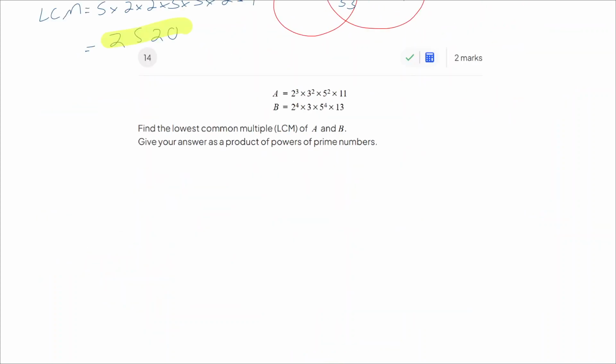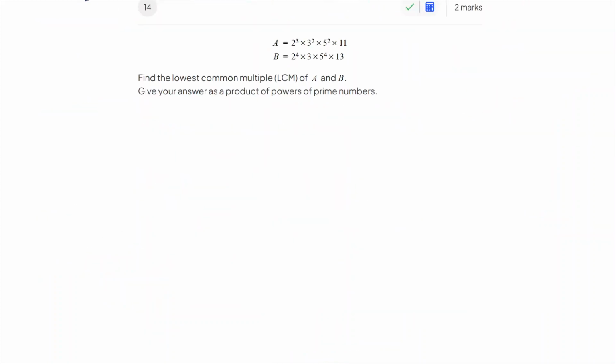Okay, next question is this, which I think caused a bit of confusion. This one is actually easier because you've got your numbers A and B already written as products of prime factors. If you were to times this all out, you would get whatever the number is equal to. But it's already written as products of prime factors, which is useful. So to find the LCM here, we just draw in our Venn diagrams: first circle and the second circle. Your first number they called A, the second one they called B.